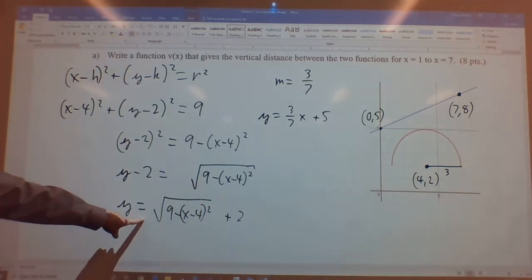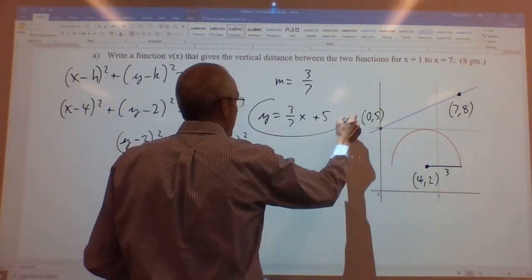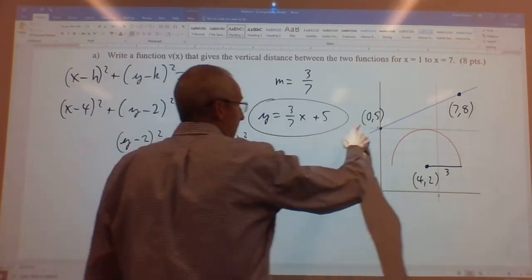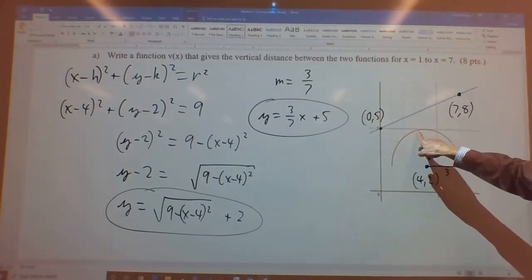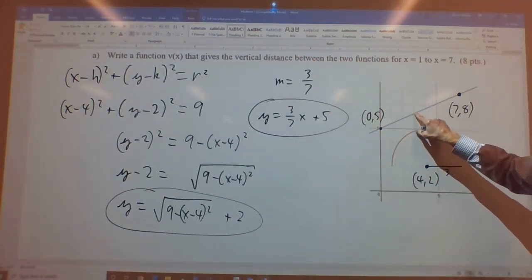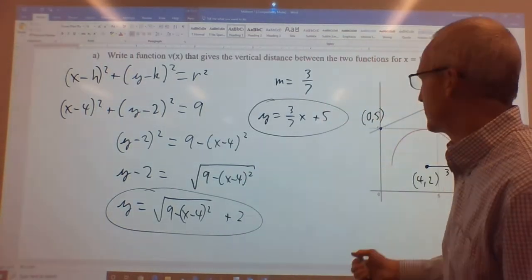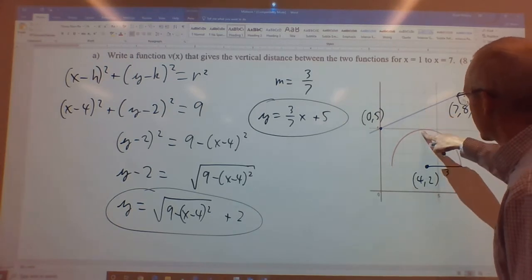That's the semicircle. This is the line. And we want the distance between them, which is just the line, the top one, minus the bottom one. Some people did the bottom one minus the top one, then we get the negative distance between them. Typically, distance you want is a positive number. To make it a positive number, you take the big one minus the small one, right?